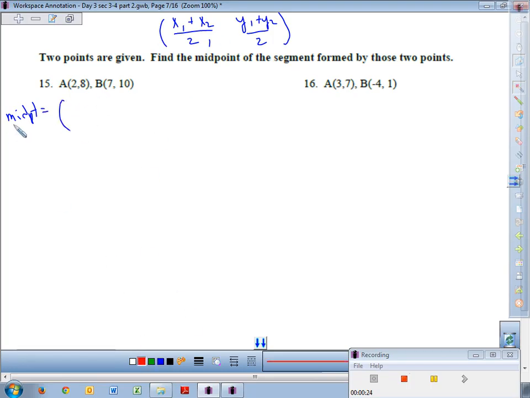So what are we doing? We're finding a midpoint. The x values are 2 and 7, I'm going to throw them over 2. The y values are 8 and 10, I'm going to throw them over 2. And then we're just going to keep working down.